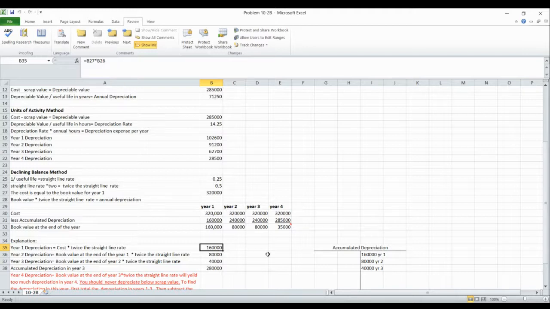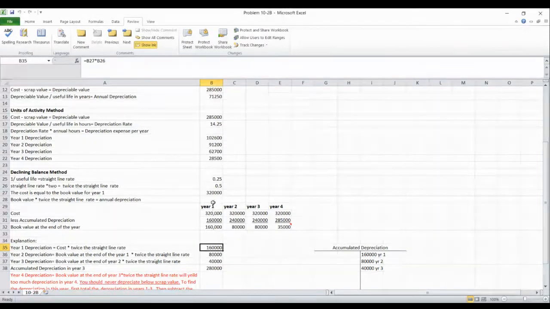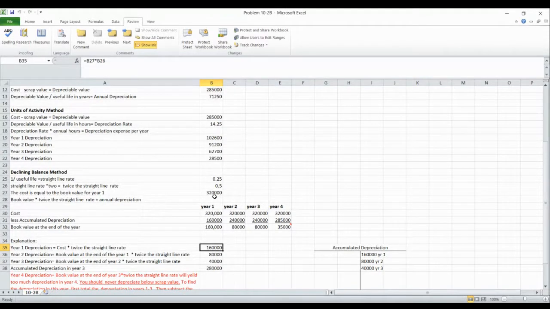And again, you can look at the formula created for you up in the top part of your screen. So I picked up what was in B27, which was the cost of the asset, which is also equal to the book value in the first year. I multiplied that by 50%, and that will give me 160,000.